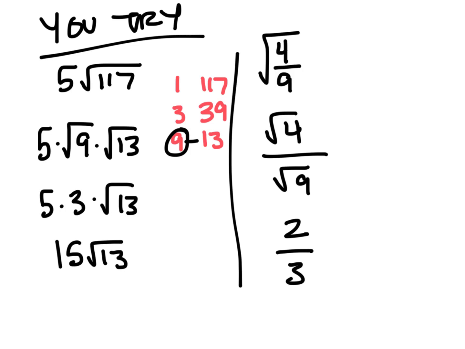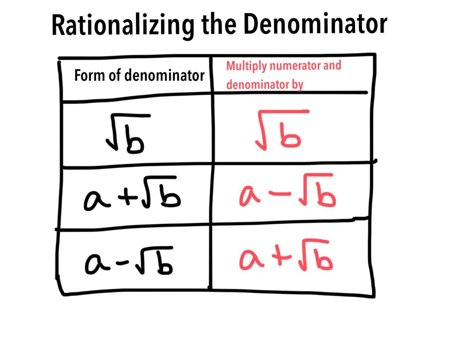At this point, I'd like to point out that so far we haven't simplified and left a square root in the denominator. If that does occur, then we have to rationalize the denominator. Take a second to copy down this chart of how we rationalize the denominator, and then I'll talk about it in just a moment.